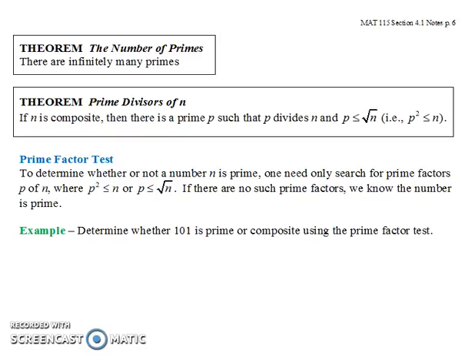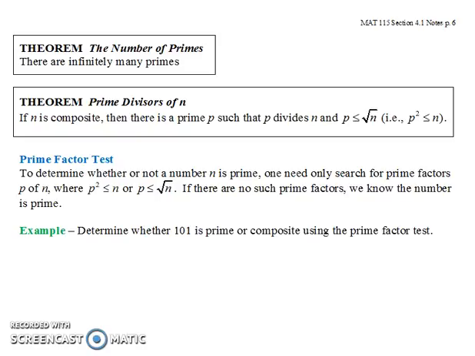The theorem says that there are an infinite number of prime numbers. It keeps going on forever and ever. We listed some earlier. This theorem helps you determine whether a number is prime or a composite number. If n is composite, then there is a prime p such that p divides n, so it's a factor of n, and p is less than or equal to the square root of n.